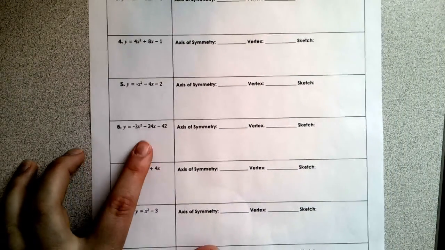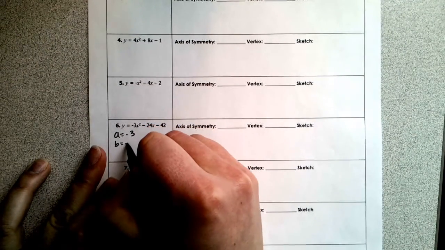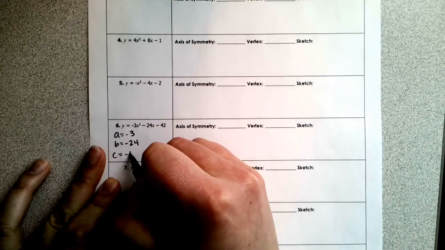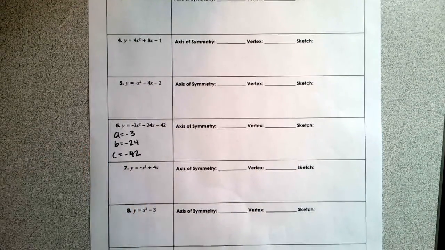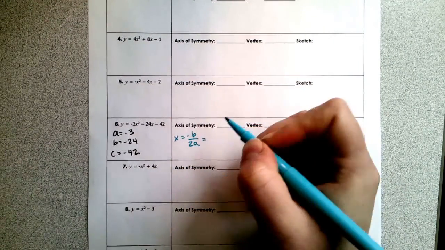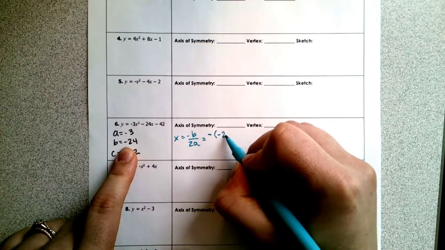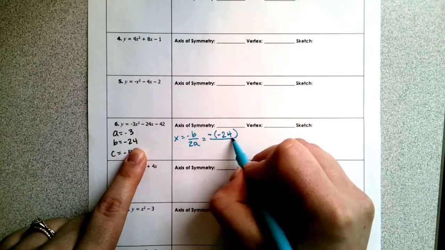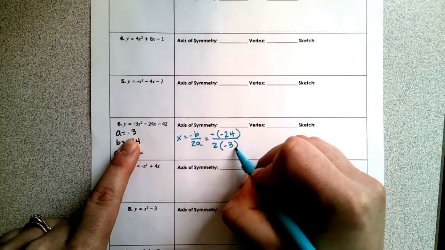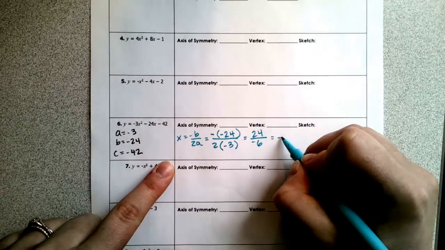We'll do one more of these. We will do number 6 here. So same process for every problem. In this one, a equals -3, b equals -24, c equals -42. So to find the axis of symmetry, we use x equals -b over 2a. We have to be careful when b is already a negative number. We have two negatives here. So -24 over 2 times a, which is -3. So this is +24 over -6, which is -4.